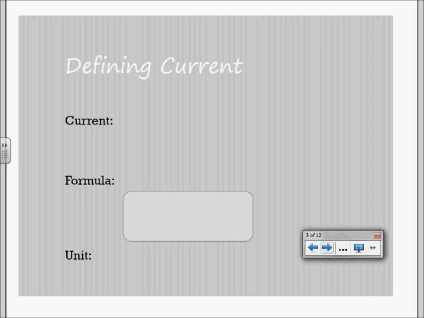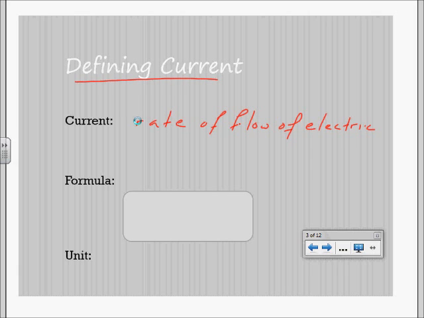Okay, electric current first of all, simply rate of flow of electric charge. So in terms of your notes, you need those circuit symbols, and then just the definition of electric current here, from which we have our formula I equals Q divided by T, remembering that T is in seconds, and the units are amperes or amps for short, represented by capital A.